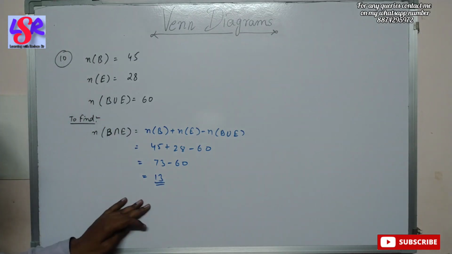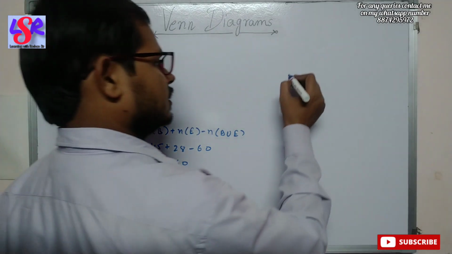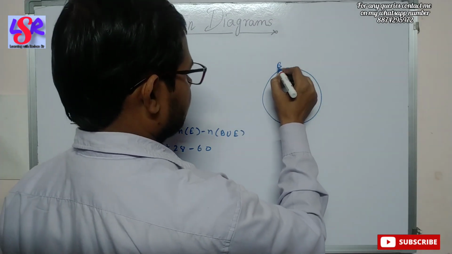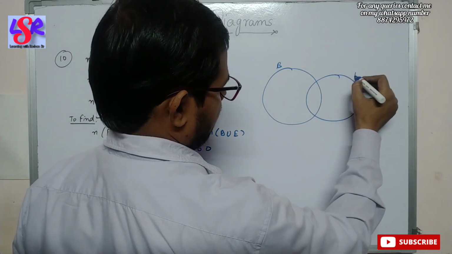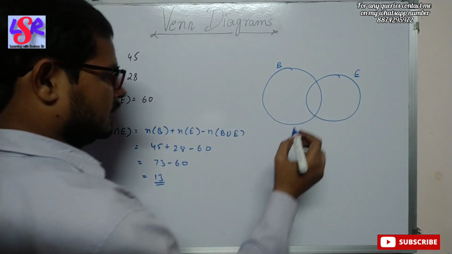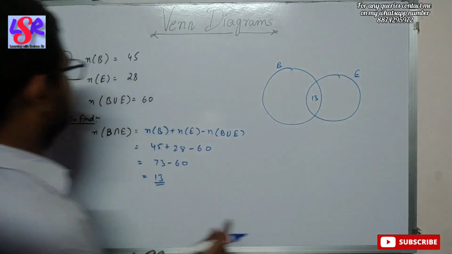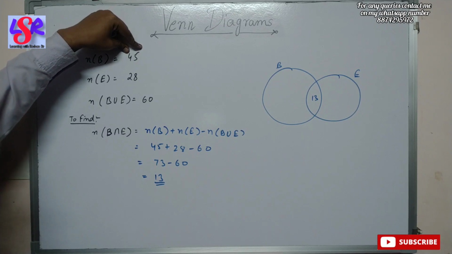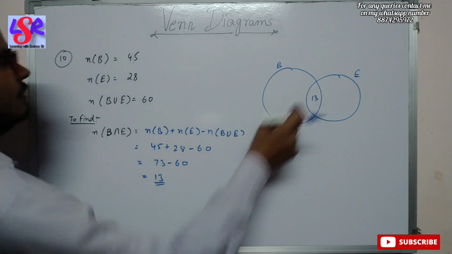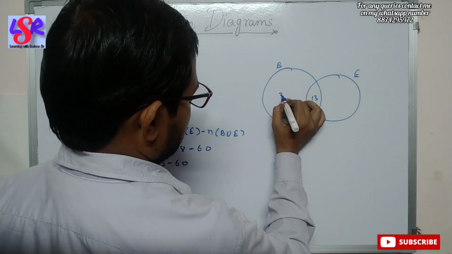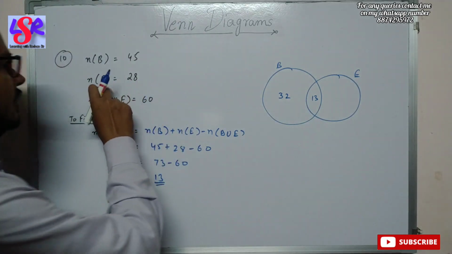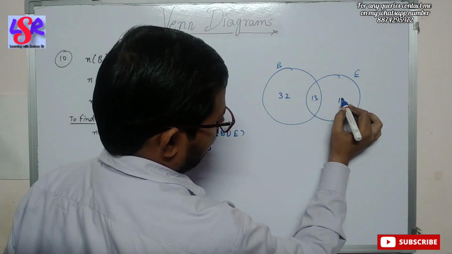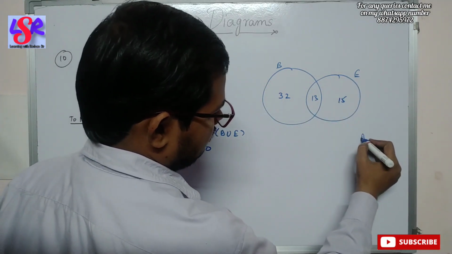Now we have to put this one in a Venn diagram also. So this will be for B and this is for E. Here the common is 13, so we are going to write the common over here. Then we have been given in the case of the Bengali, that is for the set B, we are having 45, जिसमें से 13 हम लोग already यहाँ पे लिख चुके हैं. So we'll be writing over here as 32. Then we are having the English as 28, जिसमें से 13 हम लोग यहाँ पे already लिख चुके हैं. So we'll be writing 15 over here. So this is the answer for this question.